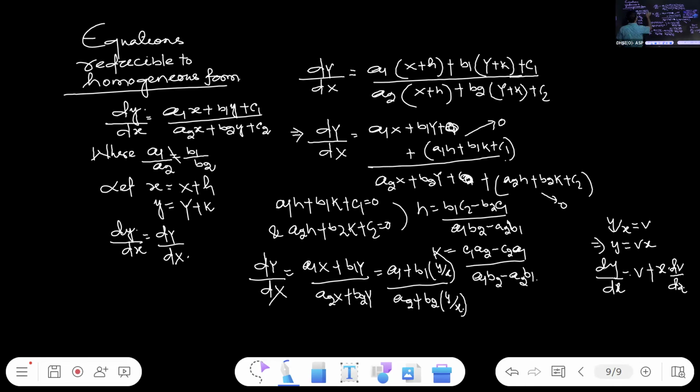dy upon dx is equal to linear by linear, and the lines are not parallel. A linear equation in two variables represents a straight line. The lines are not parallel. When the lines are parallel, then the methods are different. Okay.